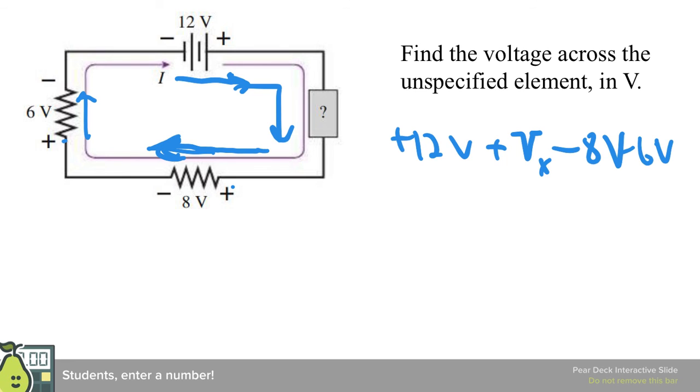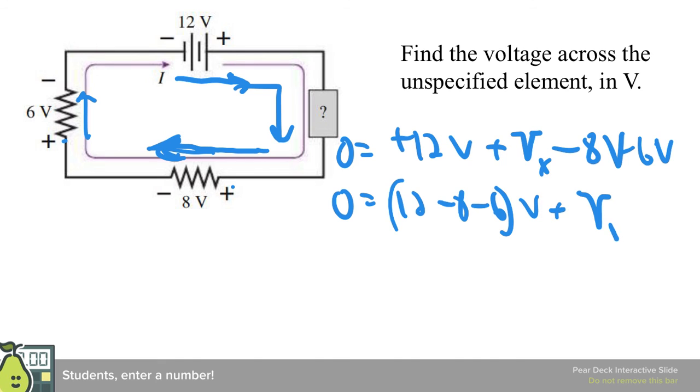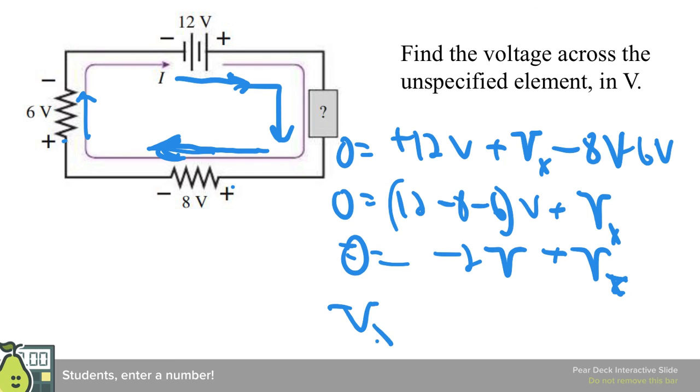And we know that together those have to be equal to 0. So we have 0 equals 12 minus 8 minus 6 plus the voltage across X. This is minus 2 volts plus the voltage across X. So to be 0, the voltage across X has to be 2 volts positive. We could conceptualize that a little bit differently. We lose 14 volts going that way, so we must gain 14 volts going that way. So we know the 2 volt source is where the question mark is.